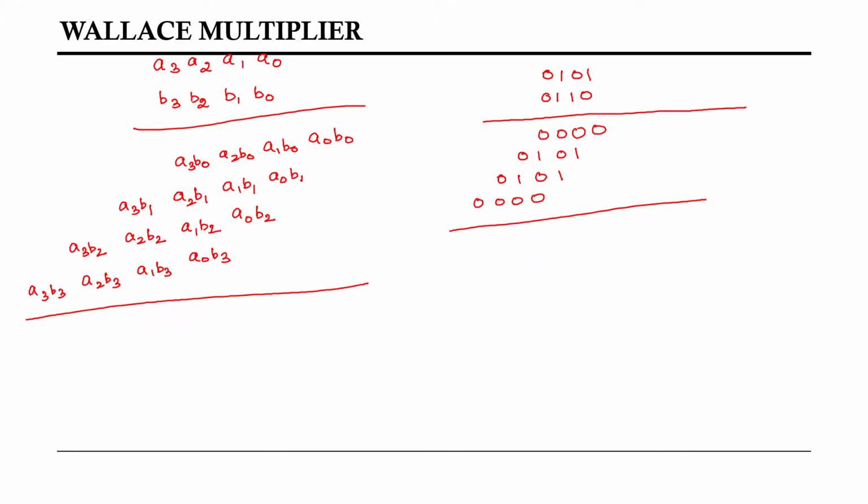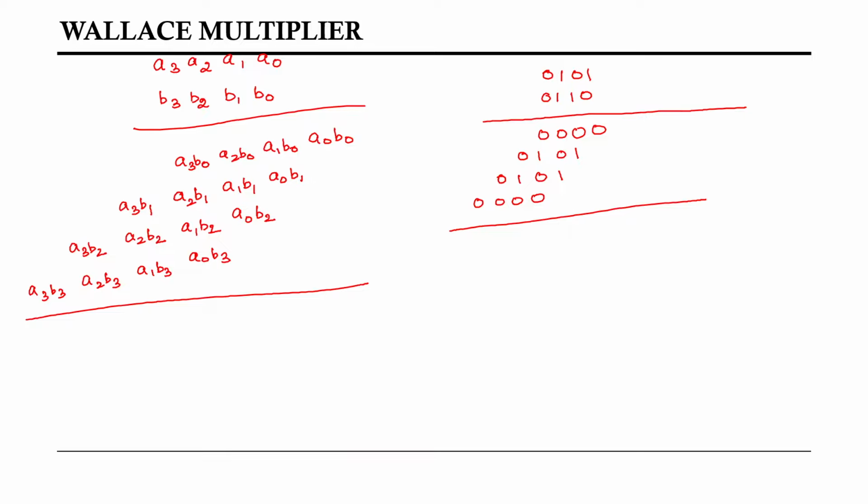Hello everyone. In this video, we are going to see the operation of a Wallace multiplier. In high-speed arithmetic circuits, multiplication always plays a key role, especially in processors, digital signal processors and VLSI chips. But the complexity is that as the number of bits increases, multiplication becomes very slow because of the large number of partial products that need to be added.